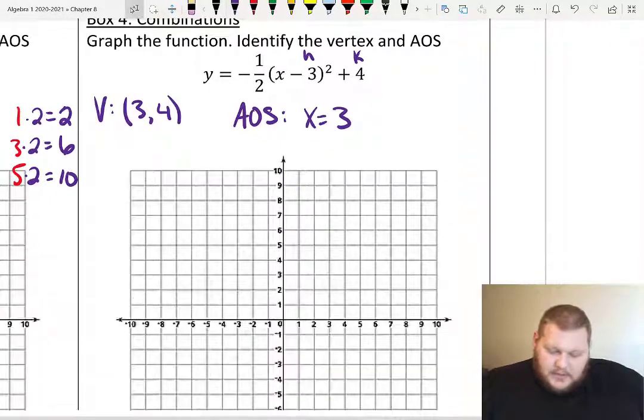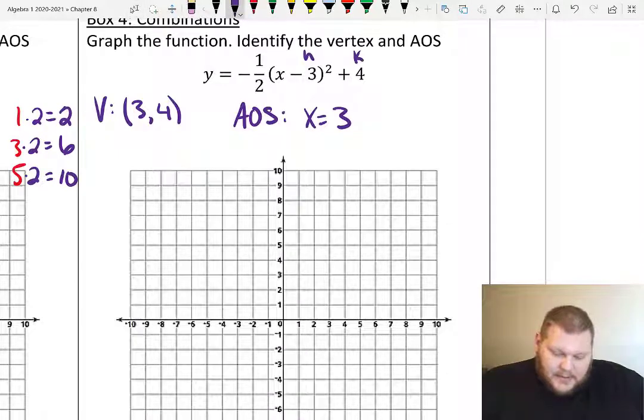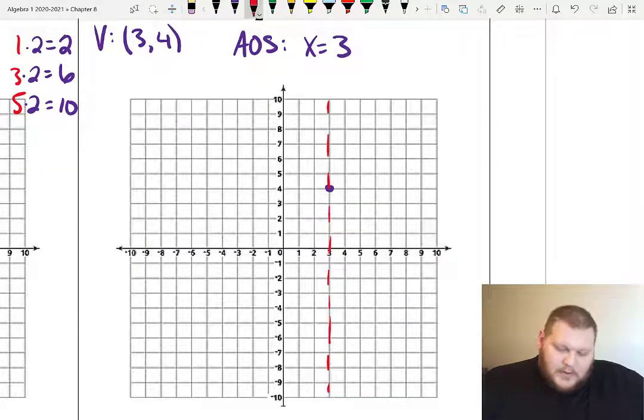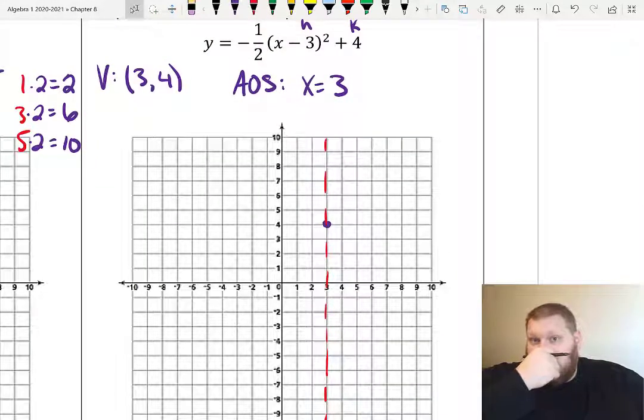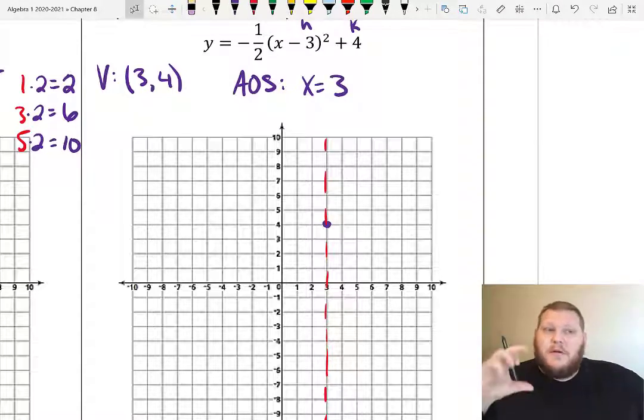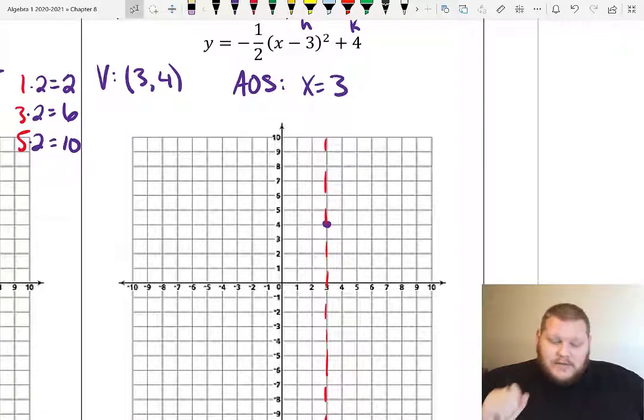So I can go ahead to my graph. 3, 4 is my vertex. My AOS goes through it. So there's that one. Now this one, extra tricky because my A value is not only a fraction, it's a half, which means my graph is going to get shorter than it usually is. It's also negative, so that means my graph is going to be a frowny face instead of a happy face. Right? It's going to be a downward facing parabola rather than an upward facing one.